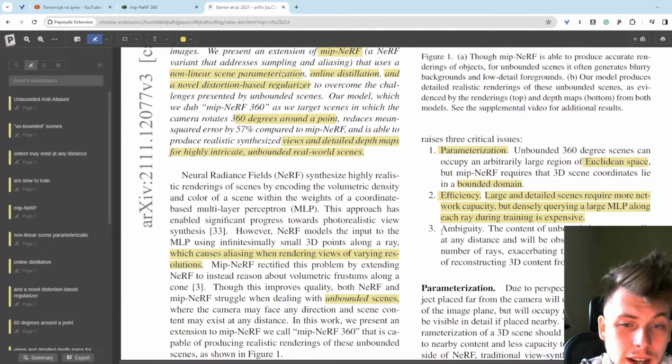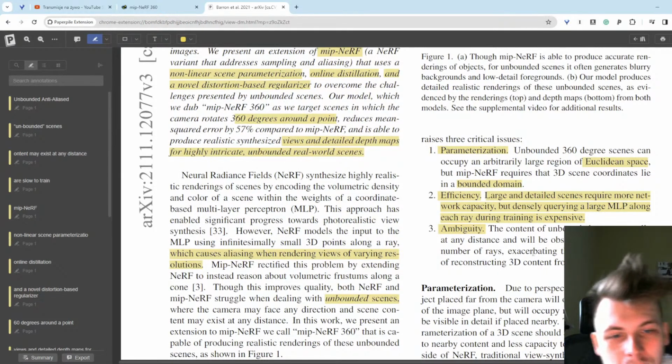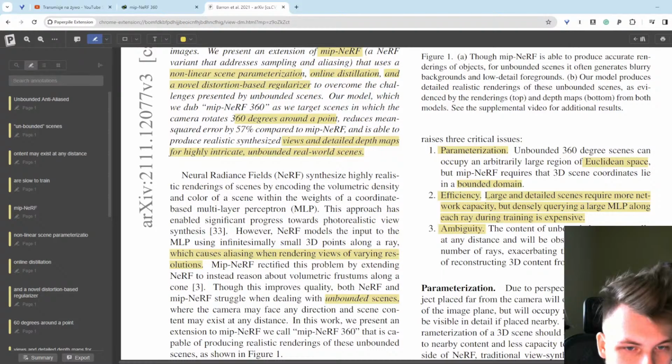And then there is the ambiguity issue. This is the idea that the content may lie at any distance, and if the content is observed only by a small number of rays or even a single ray, this will create more ambiguity in the reconstruction.